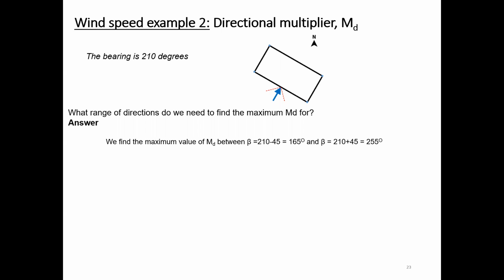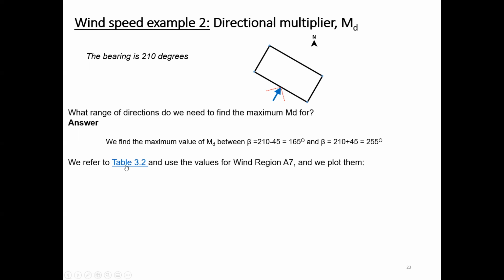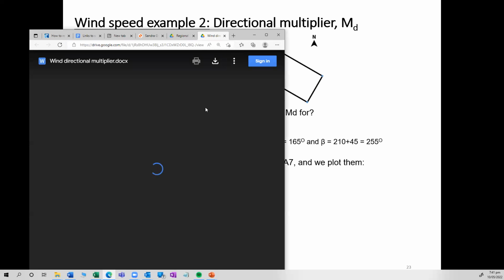Now, what I want you guys to do is plot over that region. If you've got one, you can plot between 180 degrees, 225 degrees and 270 degrees. So let's bring up the table there of the M_D values. I won't give the answer, so 3.2. Okay, so you know you're in region A7, right?